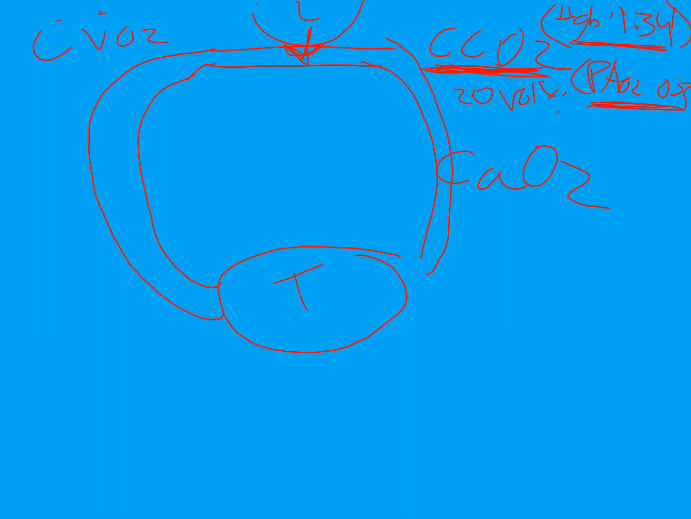If that is fine, let's say it's 20 volumes percent, which is normal, then I'm going to look at my CaO2. So this one tells me my diffusion's good. My normal value for CaO2 is 20 volumes percent as well.